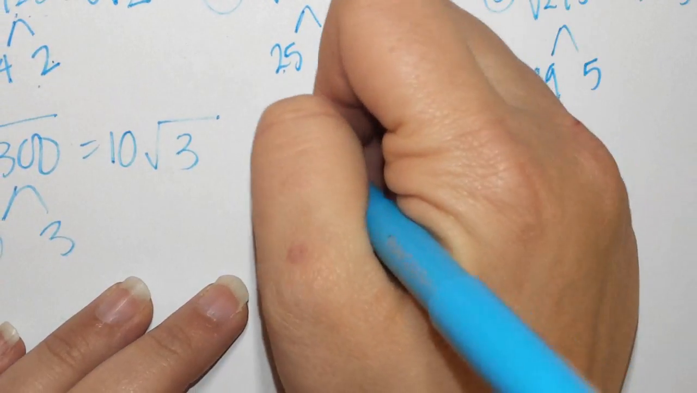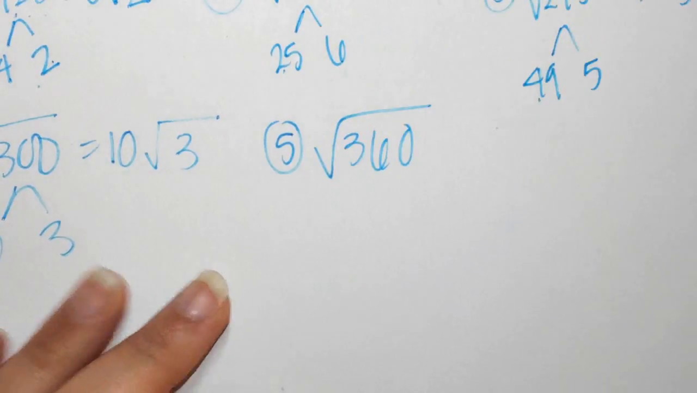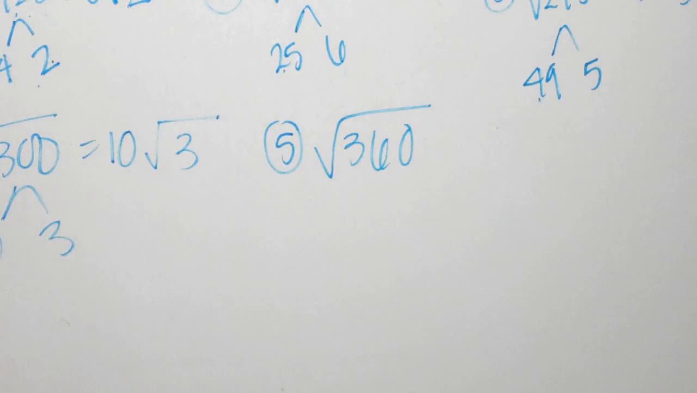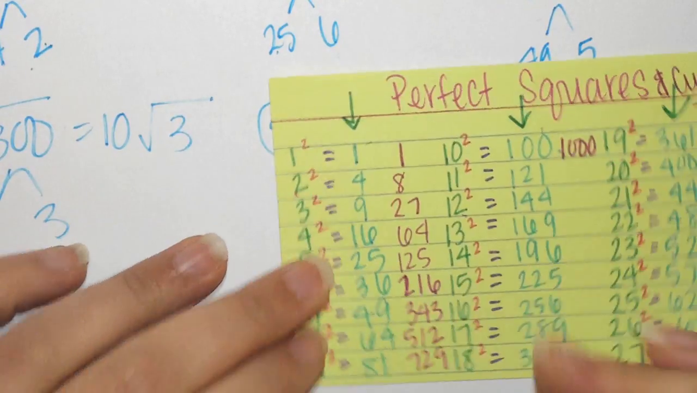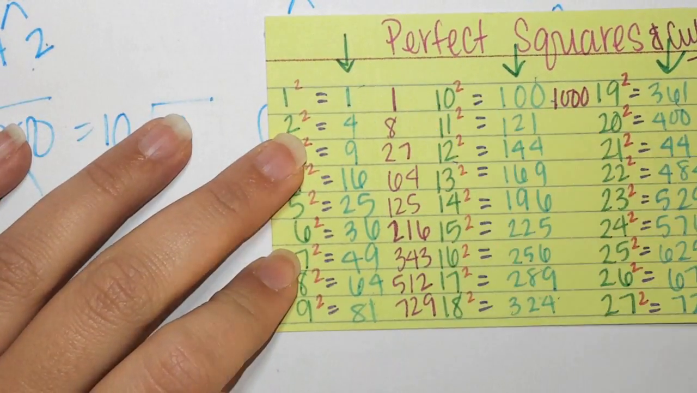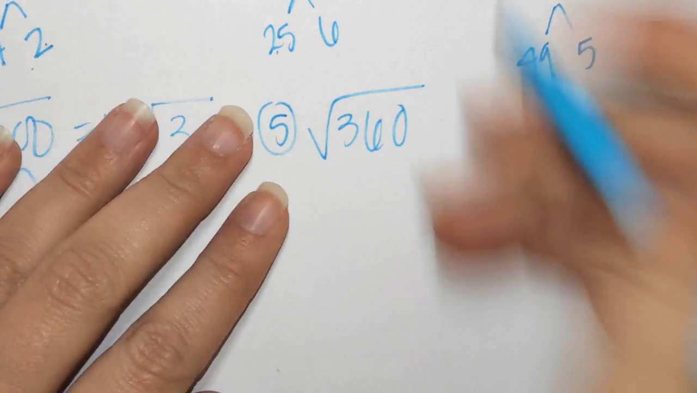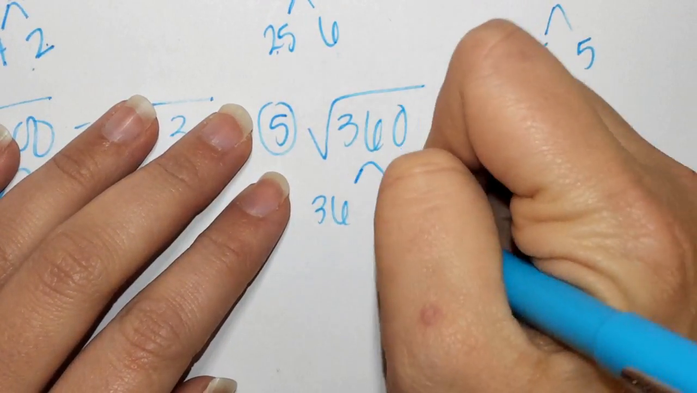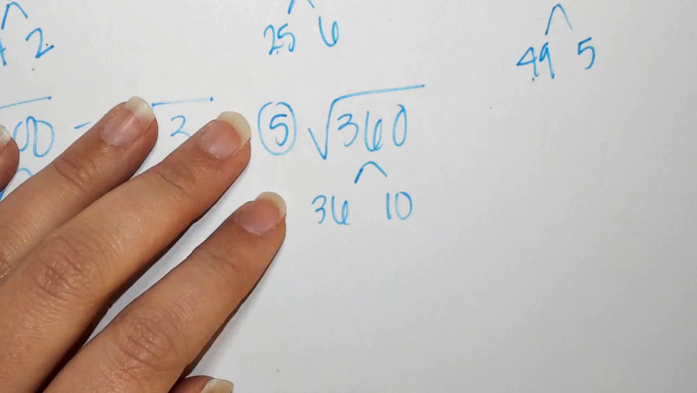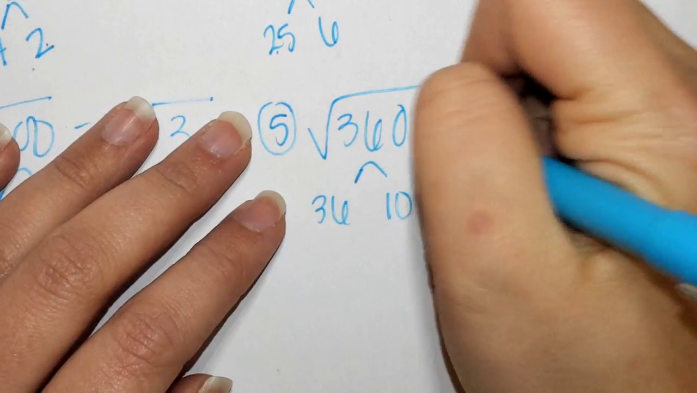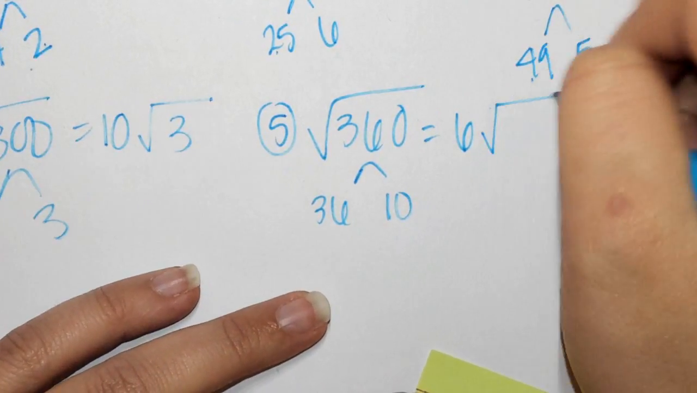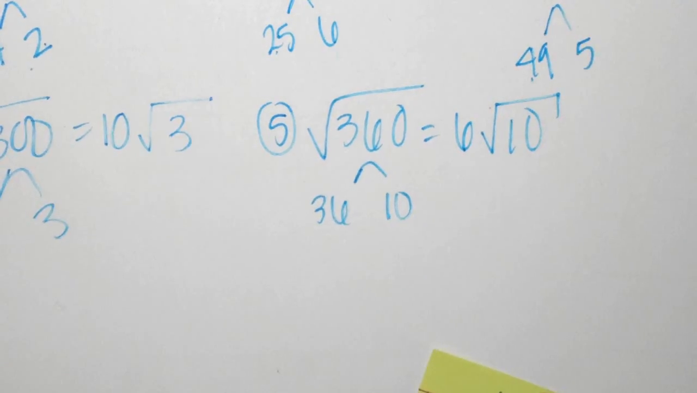All right, number 5 is the square root of 360. Looking at our list, what number can we think that goes into 360 automatically? 36. All right, 36 times 10. What's the square root of 36? What happens to that 10? He stays in the house. Look at us go. Like a bunch of ninjas.